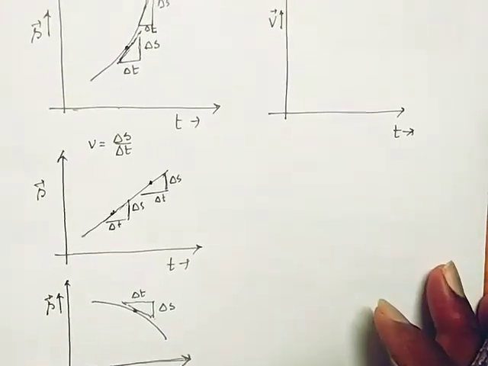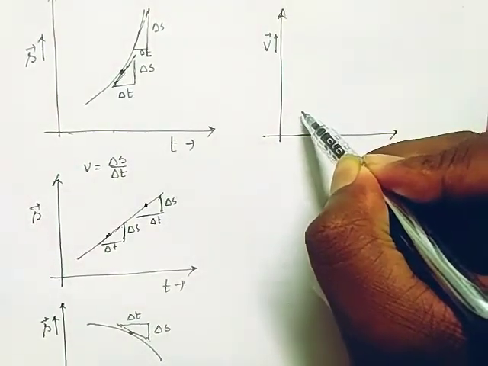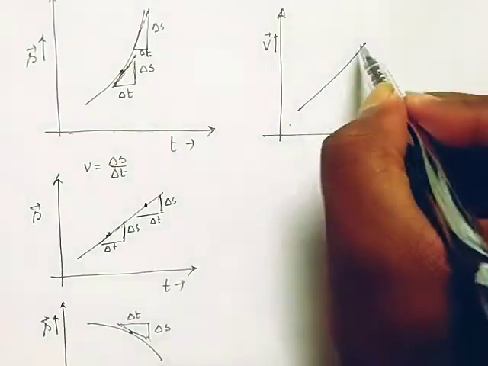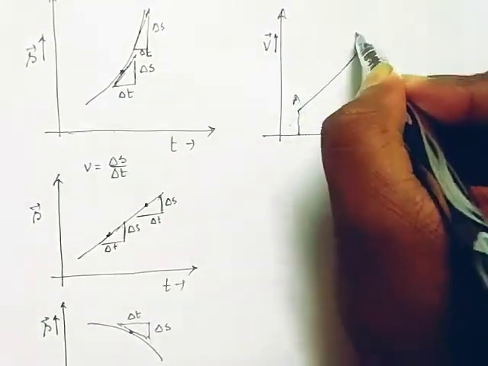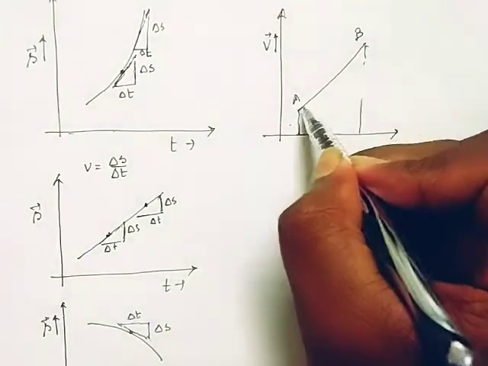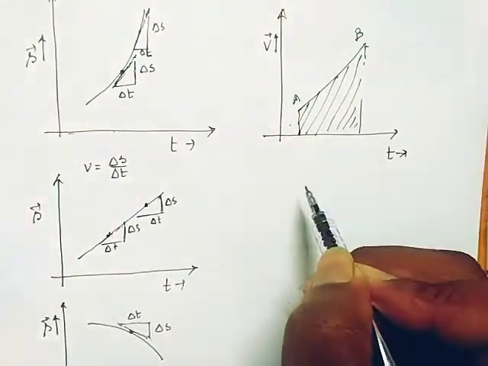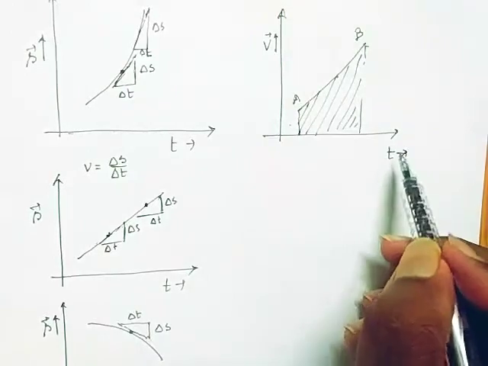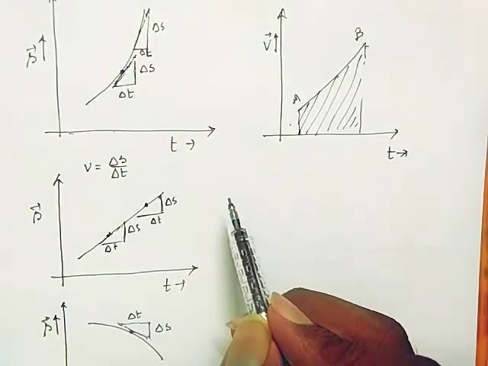Now if I say the curve is something like this, and I calculate the area under it, between the points A and B, where the curve defines a straight line, what does the area under this curve give? It is basically the multiplication of the variable along the y-axis and the variable along the x-axis. So velocity into time basically gives the displacement.